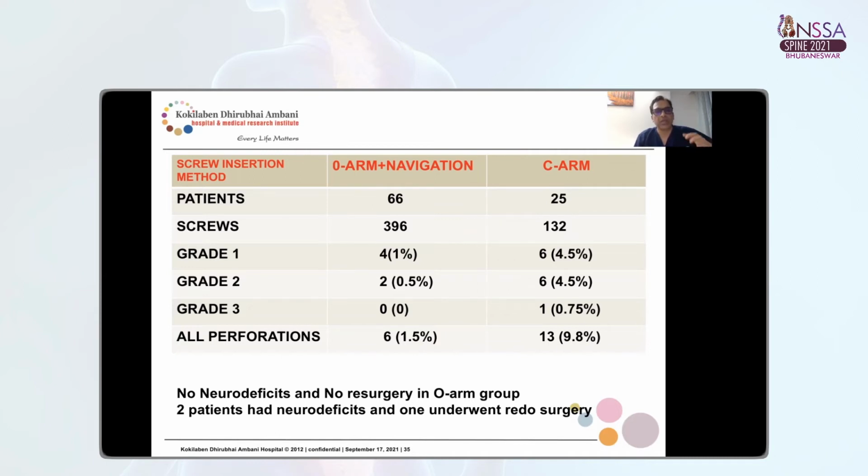But there were no neurodeficits or resurgery in the O-arm group. Two patients had minor neurodeficits in the C-arm group, and one had to undergo a redo surgery for the placement of the screws.